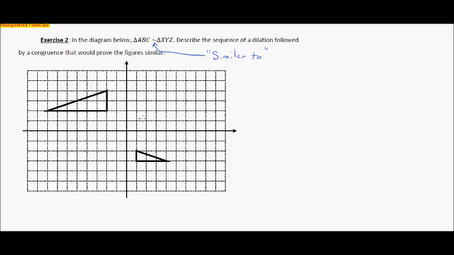Alright, so let's do this one a little different. Let's start with the smaller triangle and see if we can map it through a dilation and a congruence to the other. So I'm going to go ahead and label these, and then we'll pick it up here after I get that done.